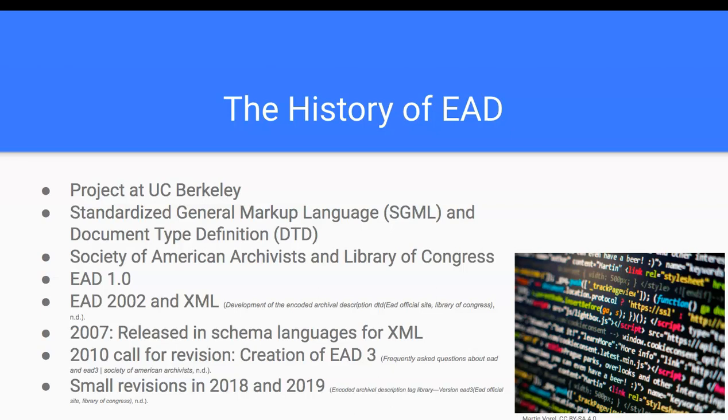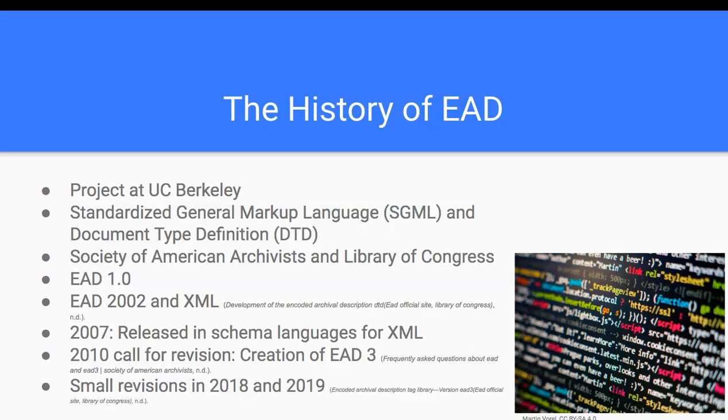So EAD 2002 comes out in 2002, and they make it more XML compatible and also change other deprecated elements within the tag library. And then in 2007, they make EAD even more XML compatible by releasing it in schema languages. So instead of using the document type definition as the template, they use an XML version of that, which they released as Relax NG and W3C schema languages. And then in 2010, there's a large call for an overall revision of EAD to last 5 years, which leads to the creation of EAD 3, which is what we use now.